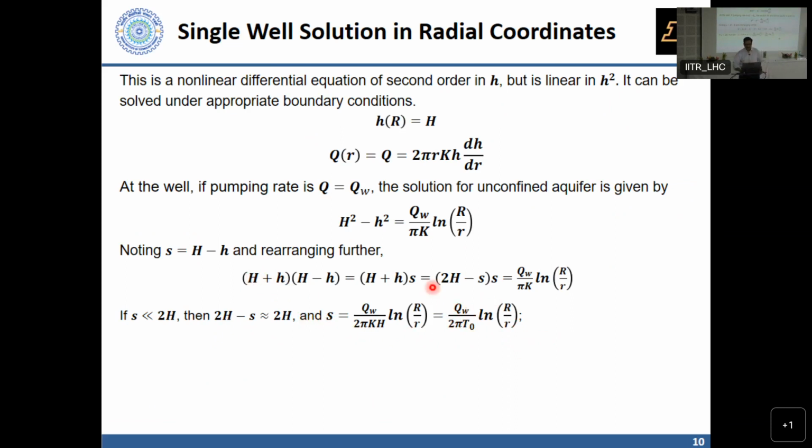However, it's fairly easy to use this equation directly and get an expression directly for h, and then subtract this value from the original capital H and you would get the drawdown as well. Any questions?